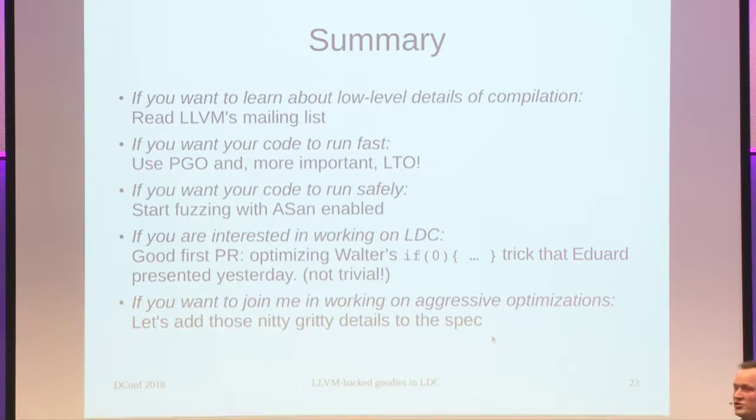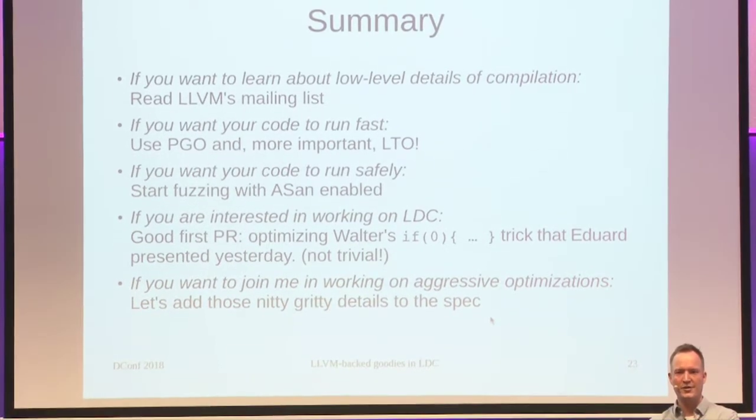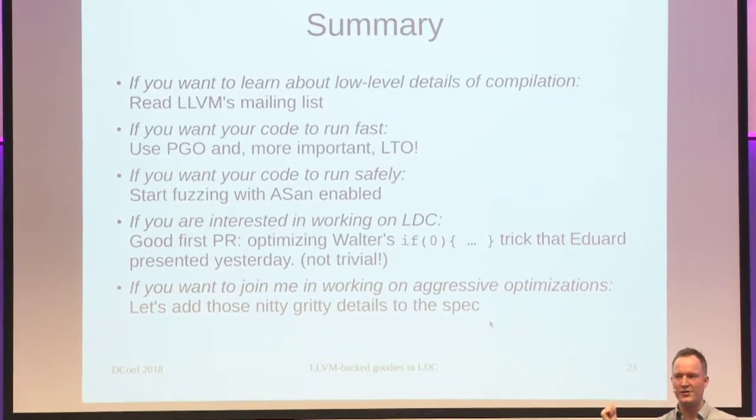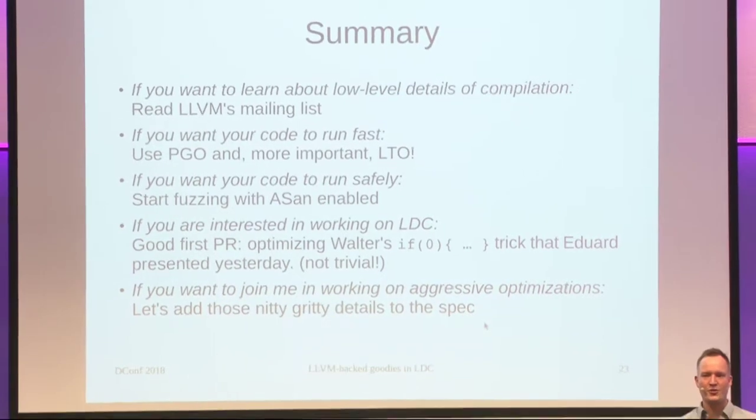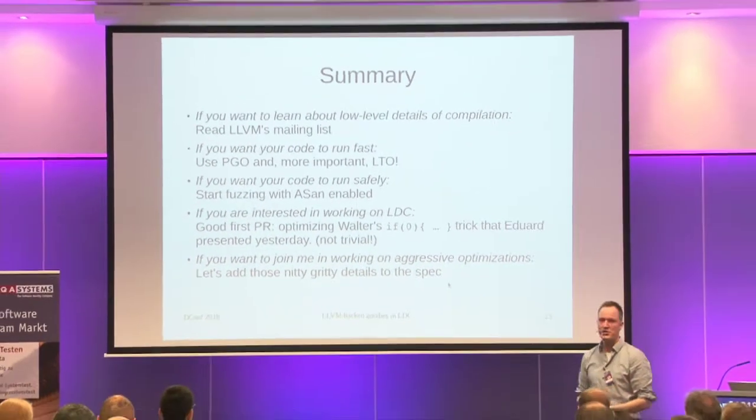If you want your code to run safely, start fuzzing your code and use AddressSanitizer. Google has an OSS-Fuzz project where they basically provide you a server that is continually fuzzing day and night on your open source project. We should use that. If you're interested in working on LDC, there was a presentation yesterday motivating people to work on a compiler. And then in the presentation afterwards, someone showed, if zero, that you can optimize that. Well, actually, we've had, since half a year, I think, an outstanding good first issue on GitHub to do that optimization. It's not trivial, by the way.